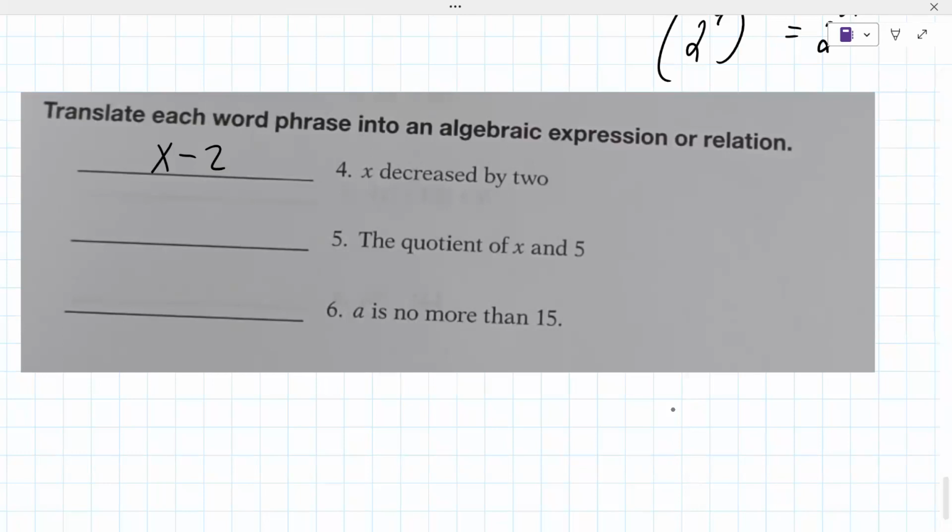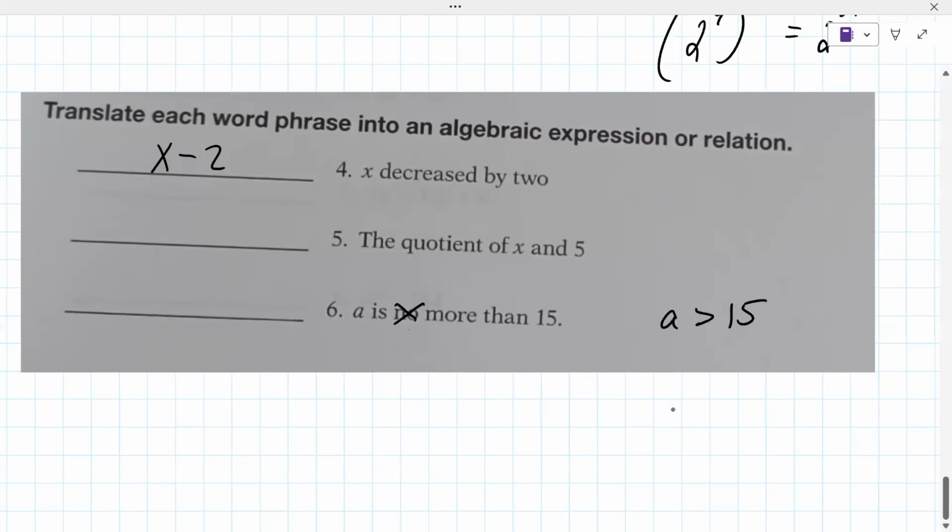I didn't do five, but I could understand. But six, I would assume a equals 15. It's no more than. Right. So let's just say remove that word. What if it was A is more than 15? I would say use one of those symbols which show what is bigger and what is smaller. Right. So that's more than.